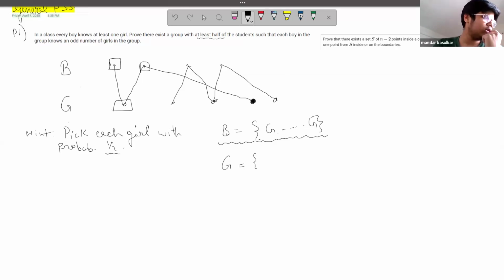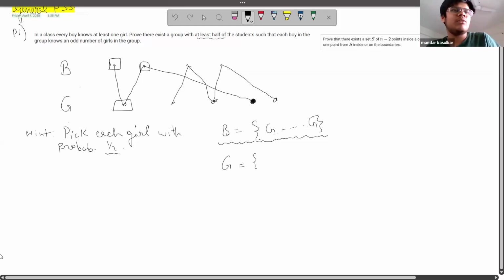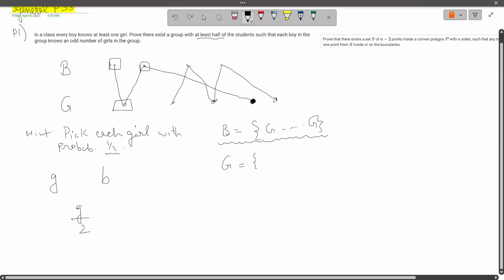Don't look at this set anymore. Now you have sorted the girls out. Say the number of girls was G and the number of boys was B. Then you have roughly picked G by two people, which is the expected number. You have picked your people from the girls. Now don't look at girls anymore, we picked them randomly. Now look at boys. If you have G by two, what's the next constant you would want?